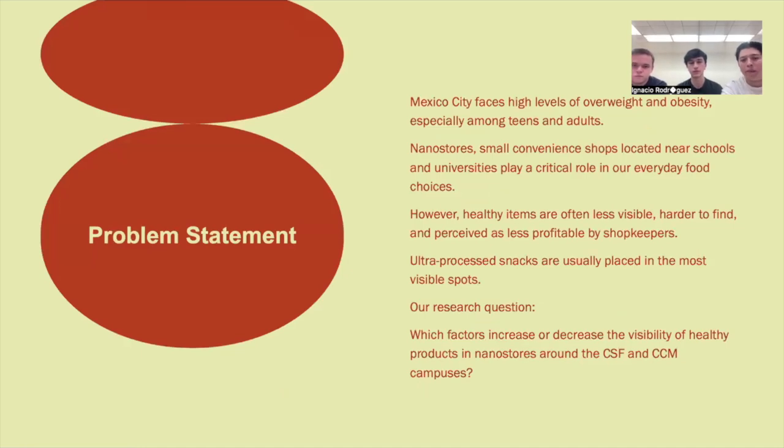Our problem statement was that Mexico City faces high levels of overweight and obesity in teens and adults. We see that nano stores and small convenience shops located near schools sell everyday food choices. However, healthy items are often less visible and hard to find, because they are less profitable for shopkeepers. What we see is that ultra-processed snacks are usually placed in the most visible spot.